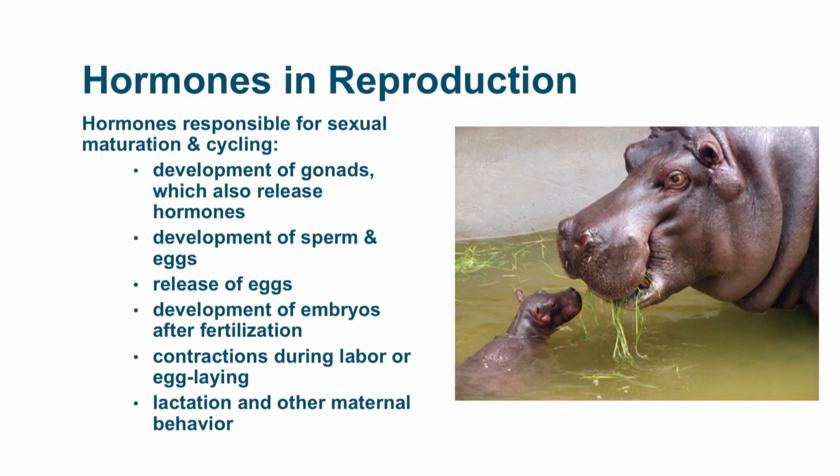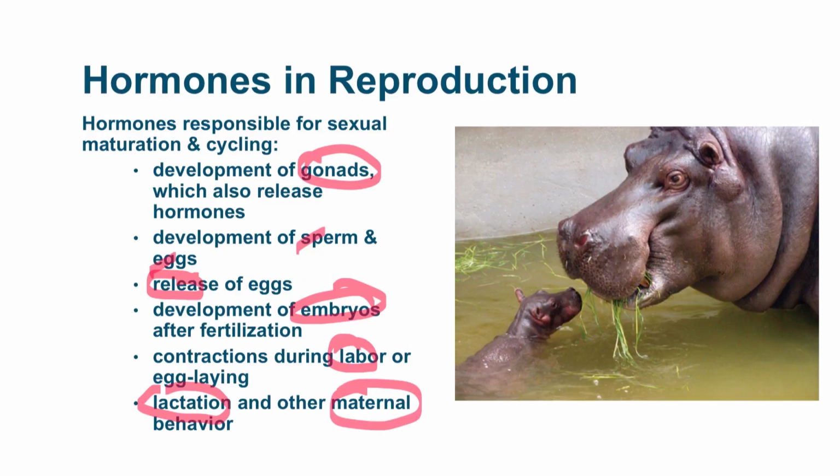Hormones are also very important for reproduction. They're responsible for sexual maturation and cycling. For instance, development of gonads, which release hormones, development of sperm and eggs, release of eggs, development of embryos after fertilization, and contractions during labor or egg laying, depending on the animal. And they also trigger lactation or other maternal behavior. So check the book that came with this course to learn more information about the details of how hormones affect the reproductive cycle.